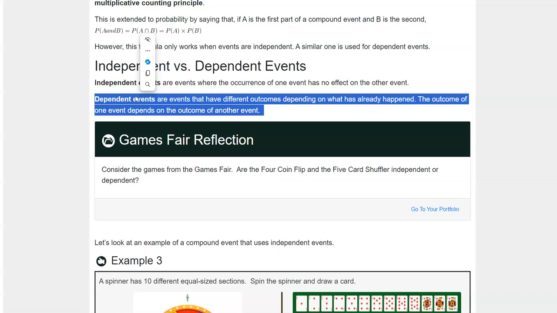Independent events are things that don't matter. One thing happens, the next thing isn't affected. For example, if you flip a tail, you're not more likely to flip a tail the next time. If you roll a 3 on dice, you're not more likely to roll a 3 on the next one, or less likely, okay? So those are called independent events.